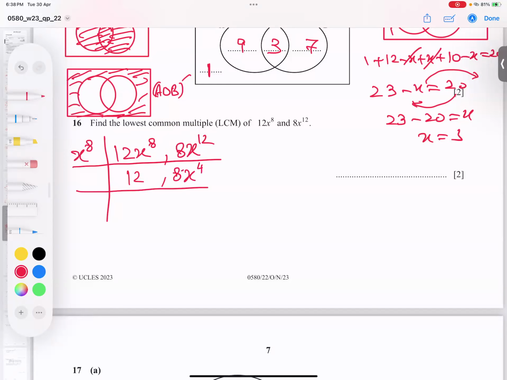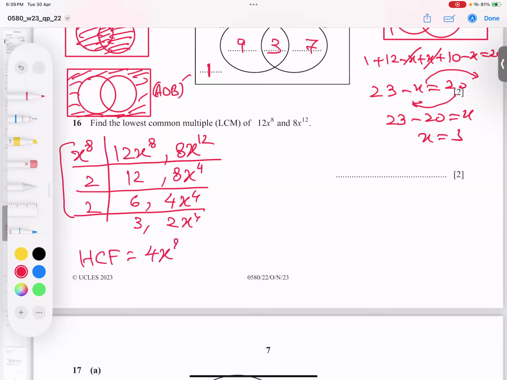Now 8 and 12 are both divisible by 2. 2 sixes are 12, 2 fours are 8, and x to the power 4 stays as it is. 2 threes are 6 and 2 twos are 4. So you know, student, this is the maximum common. I cannot take any further common. So this is called HCF, which is 2 twos are 4 into this. So I get 4x to the power 8. This is called the highest common factor.